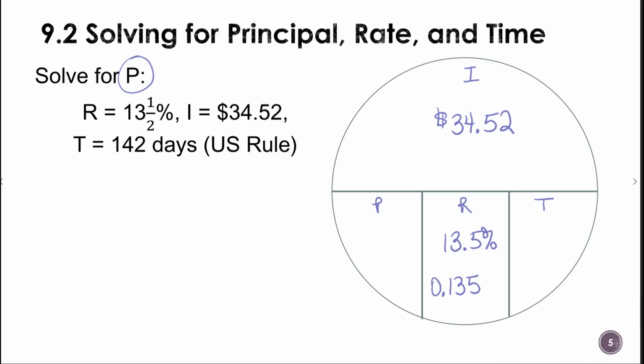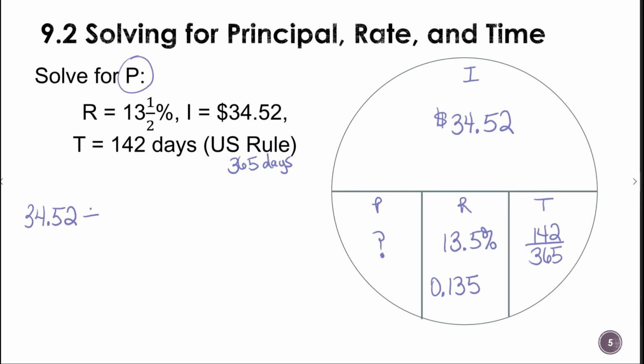This is 142 days, and we're using the U.S. rule, which means 365 days in a year. So we will write this as 142 over 365. And then solve for P. This is how we enter this on our calculator.